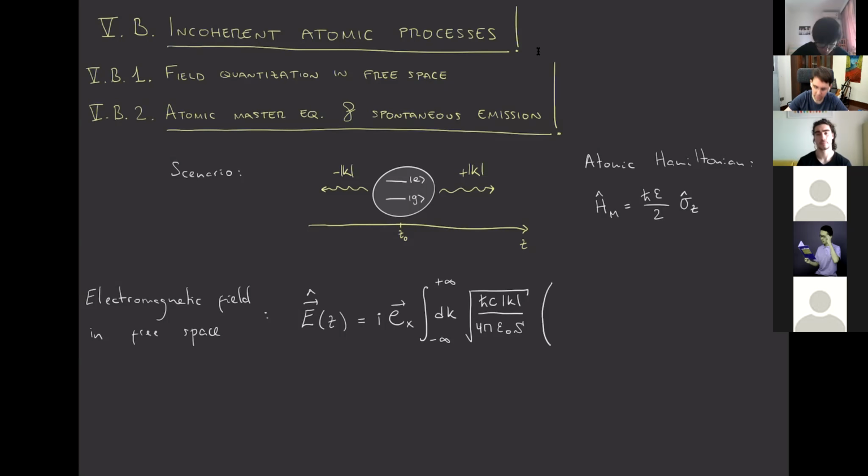And now comes the important part. We can define annihilation operators for modes of wave vector k. And this will be multiplied by the corresponding wave propagating in the k direction. And then, of course, we have the Hermitian conjugate, which is the creation operator. Okay, so this is the expression. I don't think I surprised you very much. This is the expression that you get for the quantized electromagnetic field in free space, where modes with k and minus k are independent.